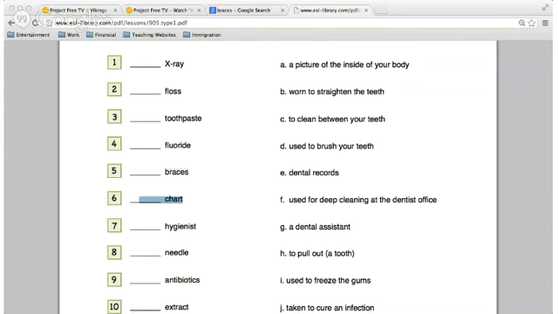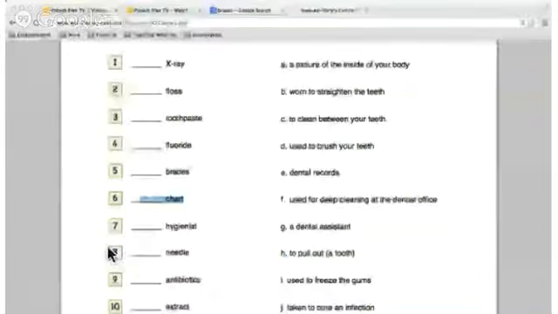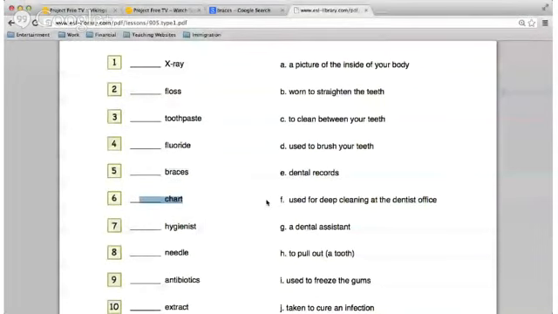I don't know. The meaning is about a map. Let's see here. A chart. Okay. Your chart will be your dental records. Give me one second here.